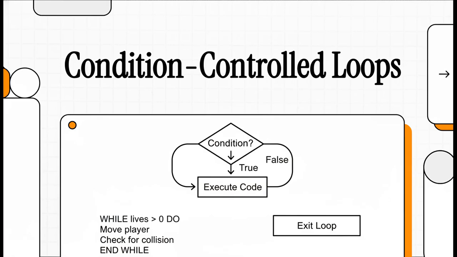Welcome back. Today, we're jumping into a concept that's a huge deal for your GCSE computer science exam: iteration, and specifically, we're looking at condition-controlled loops. Getting this right is absolutely key to writing programs that actually work. So let's get into it.